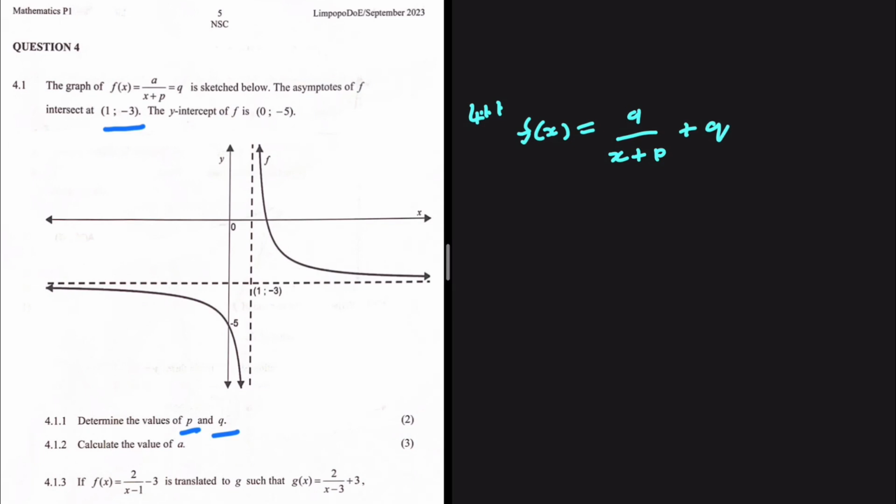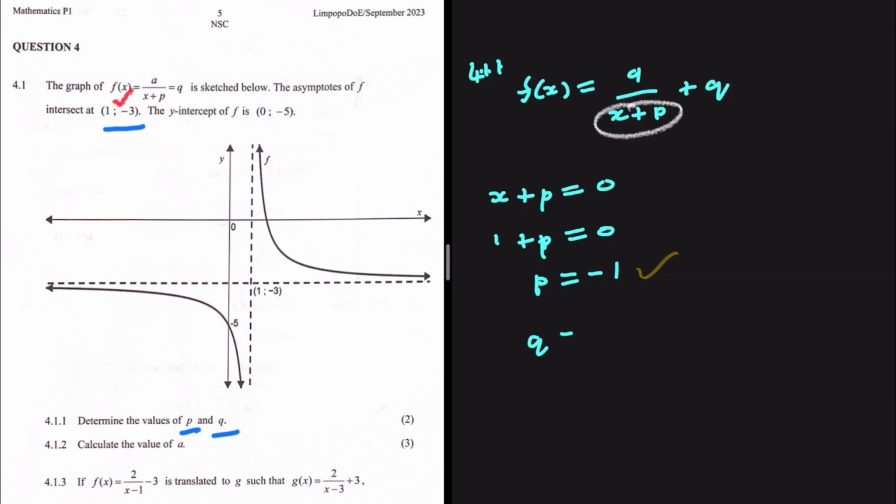In order to find the value of p, we let x plus p be equal to 0. But we already have the value of x. It is equal to 1 at the vertical asymptote. So 1 plus p is equal to 0. It is now easy to see that p is equal to minus 1.